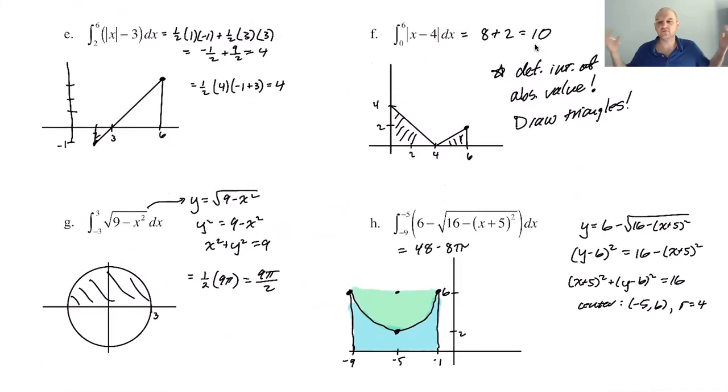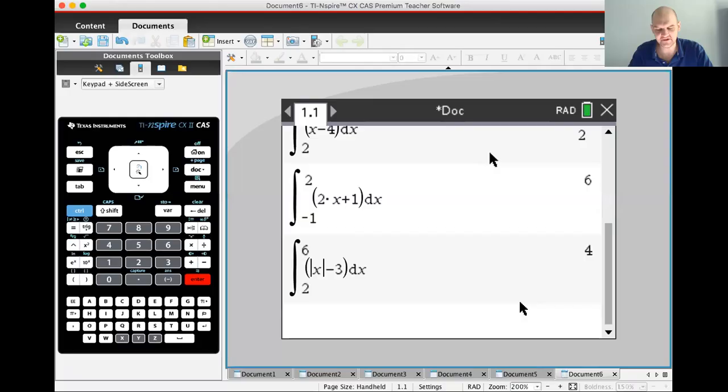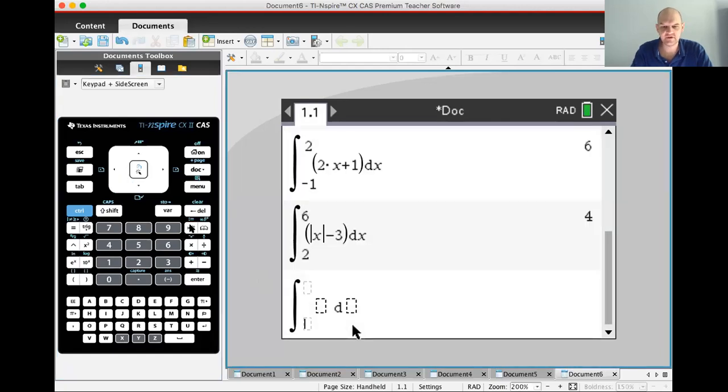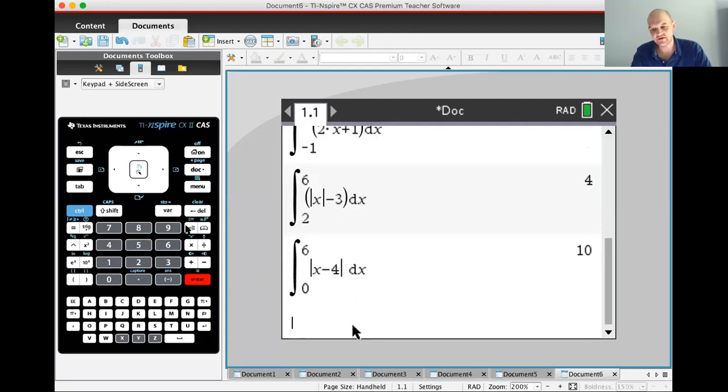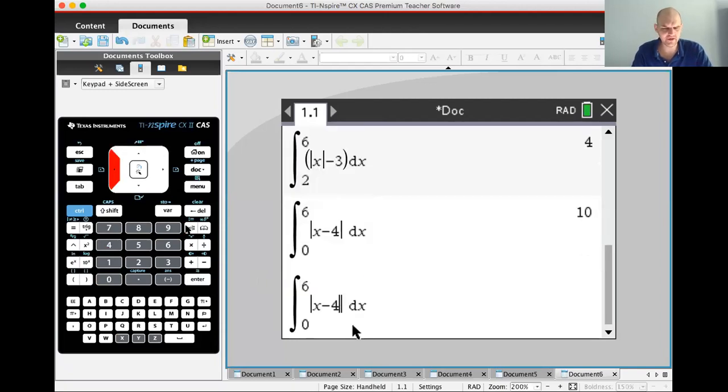All right, let's check them on the calculator. I keep saying there's never going to be an easier way. The easier way is always to use technology. No matter what, it's almost always easier. So here we go to the template. We need to go 0 to 6, absolute value of x − 4, and x is the variable, so we get 10, which is what we got.